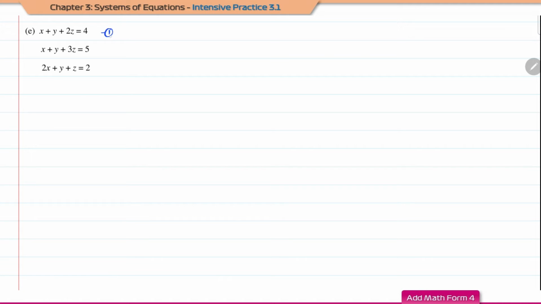So first, label the equations 1 to 3. So first, we're going to solve this using the eliminations method.